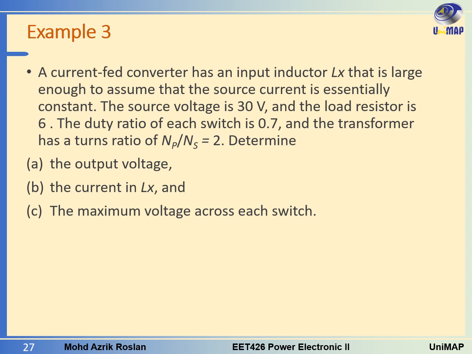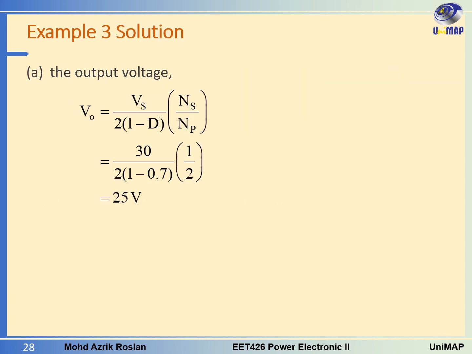Okay, we will look at several examples for the current-fed converter. This is the first one, example 3. We have a current-fed converter with an input inductor LX, the one on the input side, that is large enough to assume that the source current is essentially constant. VS is 30 volt and the load resistor is 6 ohm. The duty ratio of its switch is 0.7 and the turns ratio of the transformer NP over NS is equal to 2. Now we have to determine the output voltage, the current in LX, and the maximum voltage across each switch.